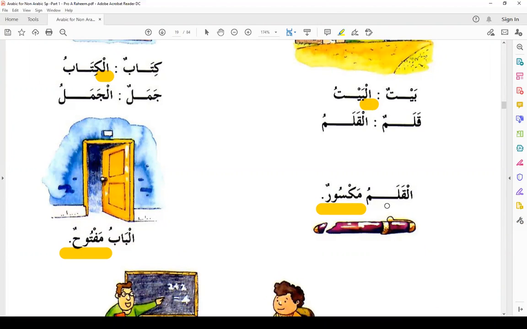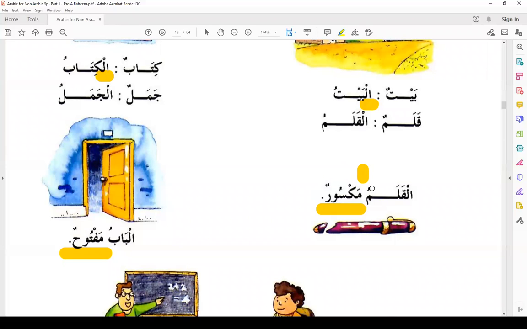Now we can recognize these sentences. This is a jumla ismiya, as what we just now did. Al-qalamu maksurun. The pen is broken. Is that understood at this point, right? So if you have to apply a "is", it's going to be in between there. So al-qalamu is the mubtada, or the subject of the nominal sentence. Maksurun is the predicate of the nominal sentence.